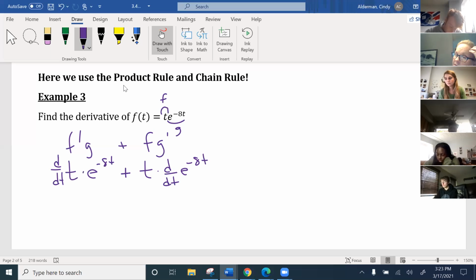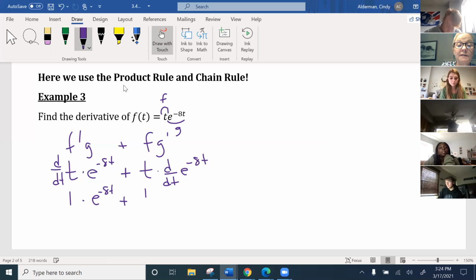Okay, so now we're going to execute this. So the derivative of t is what, guys? 1. Thank you. So we have 1 times e to the negative 8t, and we're not taking the derivative of that, so we're leaving that alone. Then we're going to leave this t alone this time, and now we're going to take the derivative of e to the negative 8t power. What's the derivative of e to the negative 8t power? Negative 8e to the negative 8t power. Excellent.